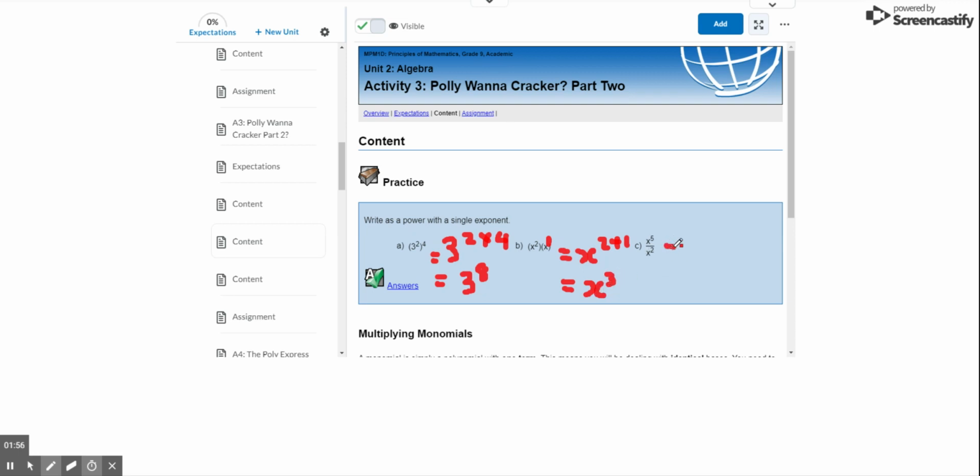And then we're going to look at the next one. x to the 5 divided by x squared. When you're doing a division, you subtract the exponents, and that gives us x cubed. And that's how you'd work through these.